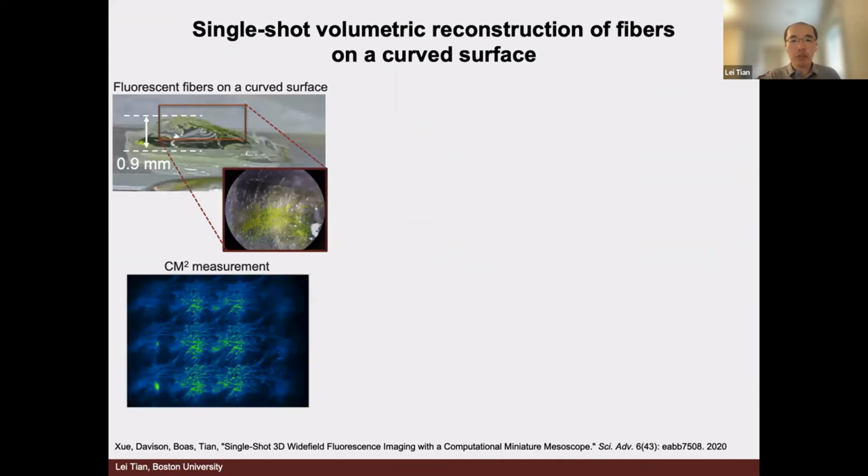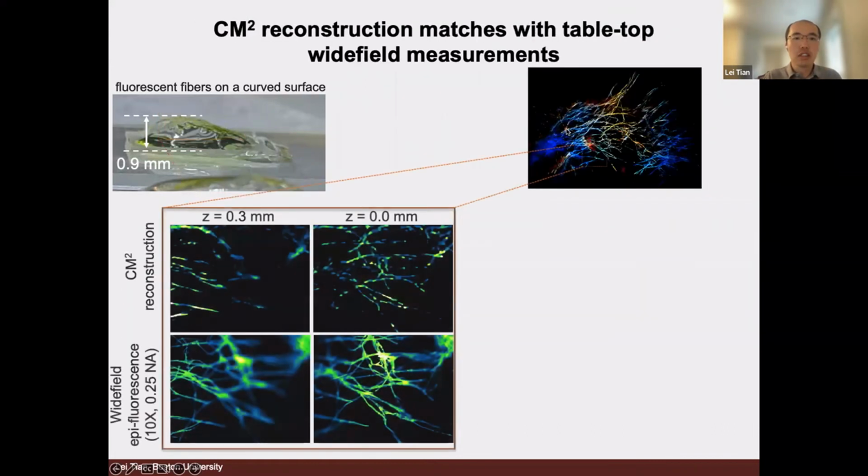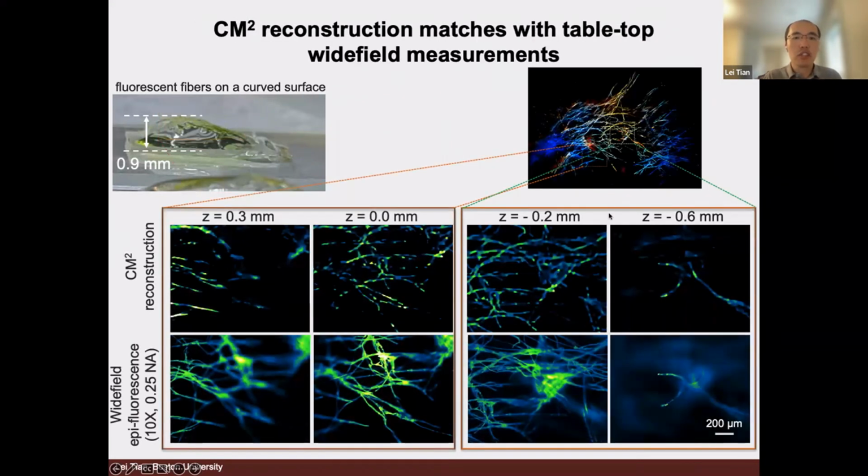One last example before I move on to Gen 2. We put some fluorescent fibers on this curved surface, which is actually 3D printed to mimic the brain surface. This is the maximum intensity projection of the reconstruction. The depth-wise reconstructions are more telling of what we're reconstructing. On the top is our slice-wise reconstruction. At the bottom is a wide field measurement at the corresponding depths.